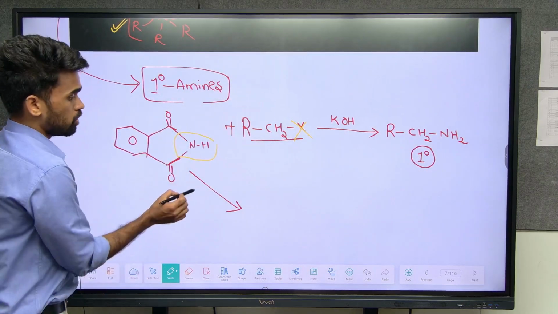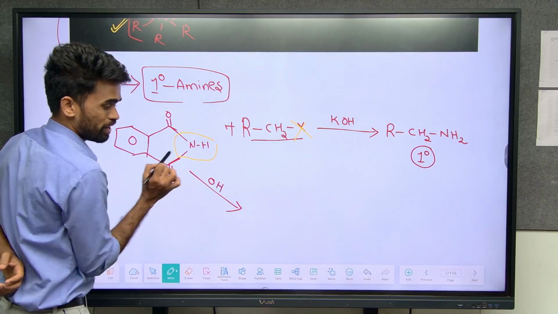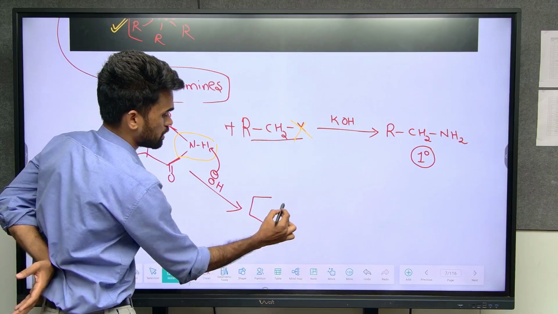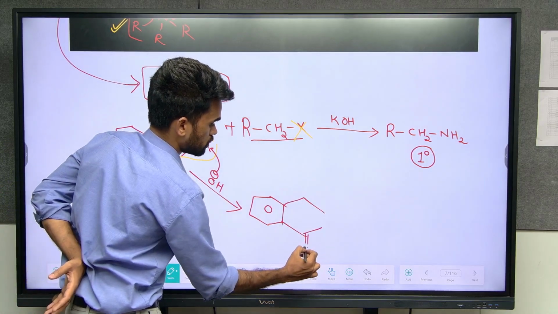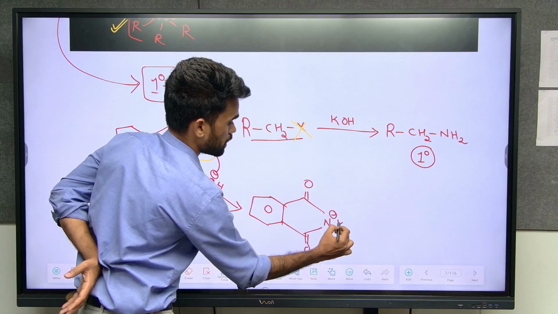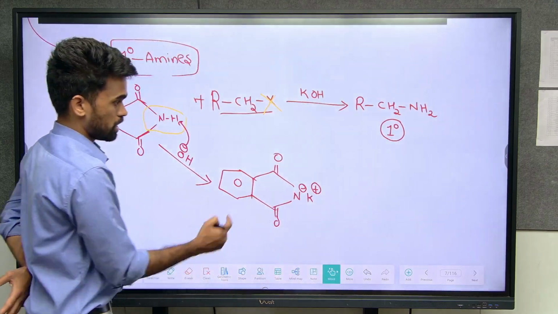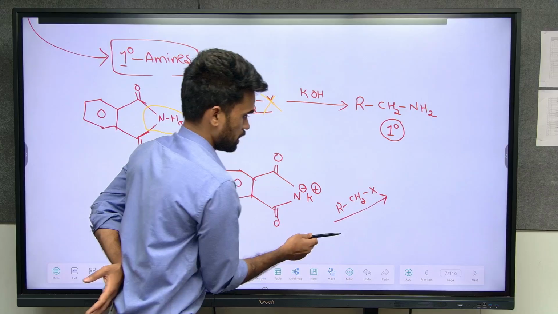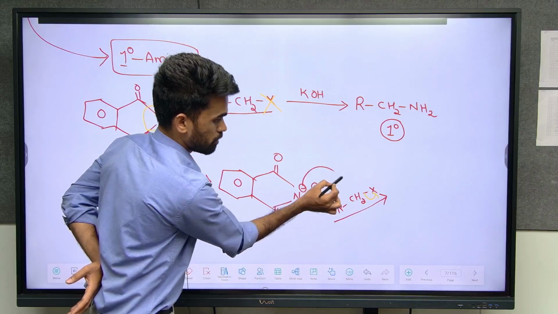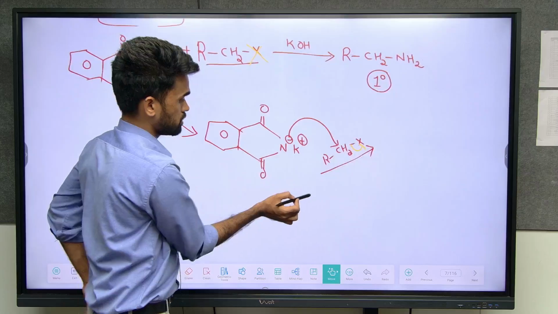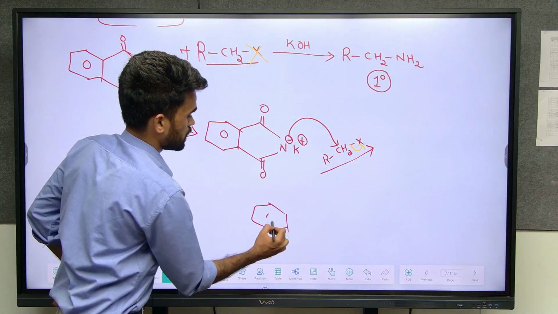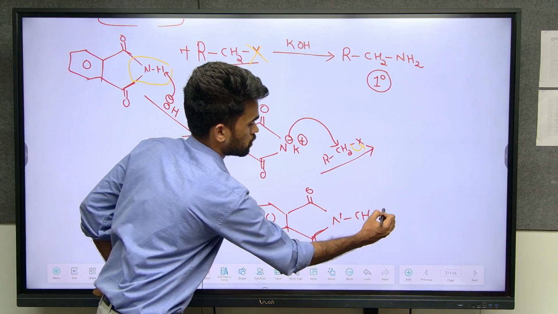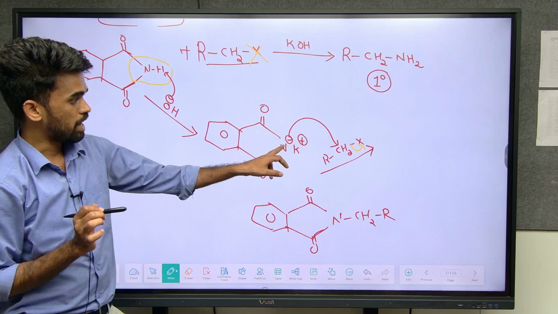It's very simple. So now what mechanism happens here actually? OH minus, KOH we are taking now. So first we will take this proton. Okay, after taking, tell me what is there. N minus K plus, potassium phthalimide. See, negative charge is there, RCH2 group is there, and X is there. X goes out as a halide ion, so N minus is given here. What happens? This big ring as it is, you write NCH2R.